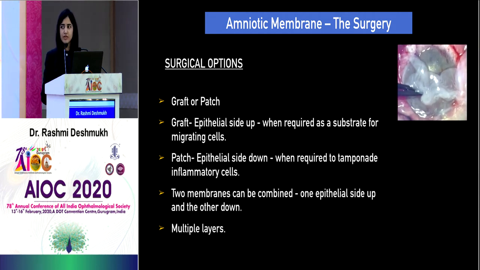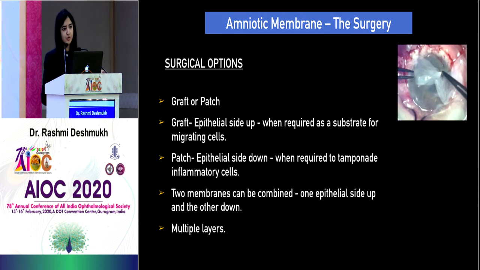When we use it as a graft, the expectation is that the epithelium should grow over the amniotic membrane and it gets integrated into the substance. So that's why it's called a graft. So in this case, the epithelial side will be up because that's where the epithelium has to grow.